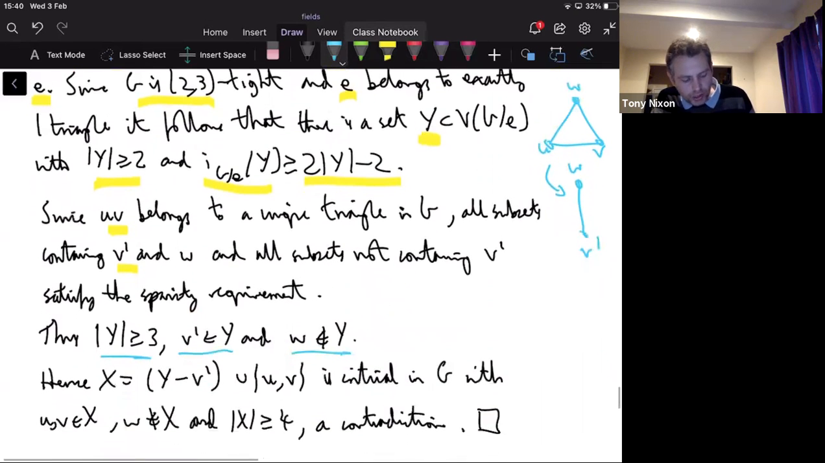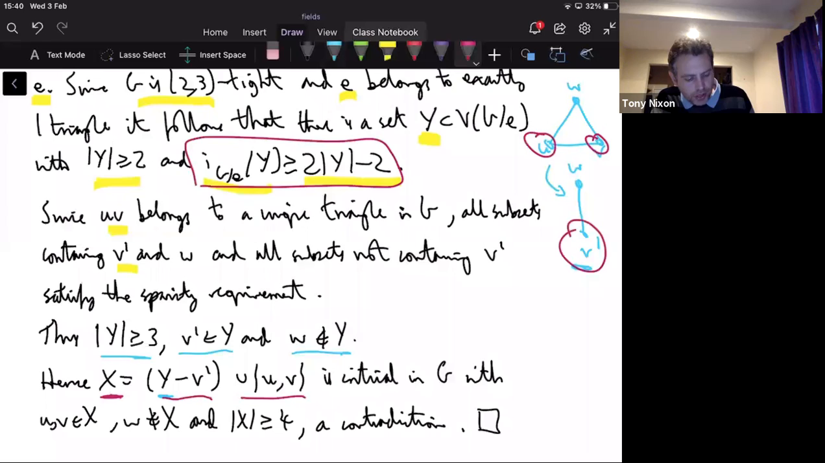So now that we know that, we take our X, we take Y and we subtract V', and we add back U and V to Y, and we get Y minus V' union UV, then call that X. Because of this count and the fact that X is a subgraph of G, it must have been that there was an equality here, and hence X is critical, and we have the properties we want.